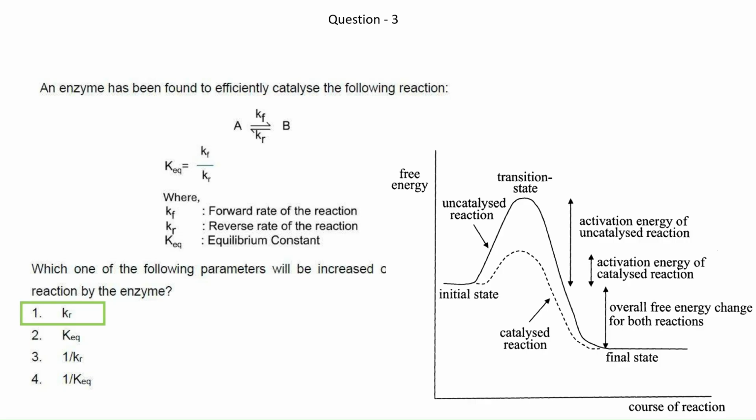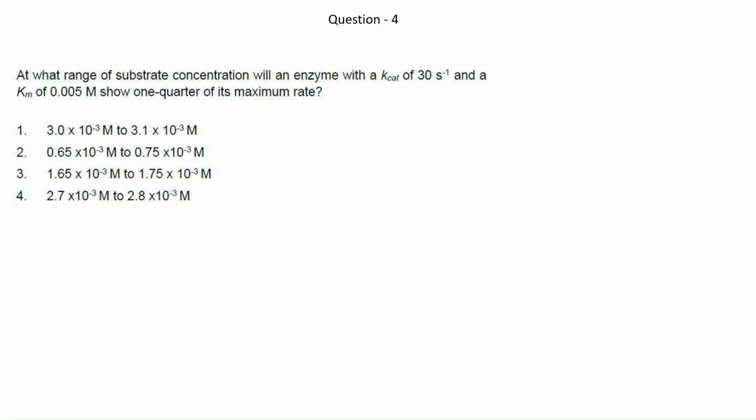Now, moving on to question 4. At what range of substrate concentration will an enzyme with a kcat of 30 per second and a Km of 0.005 molar show 1/4 of its maximum rate? Now, to get this answer, we'll need a few equations. First, we know that Michaelis constant Km is the substrate concentration at which V0 equals half of the Vmax.